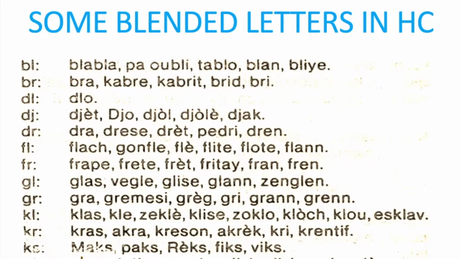Next we have this one, for specific words only, mostly words borrowed from English. D and then J, which is pronounced just like the J of English. So J. So we have jet, Joe, Jol, Jolet, Jack.